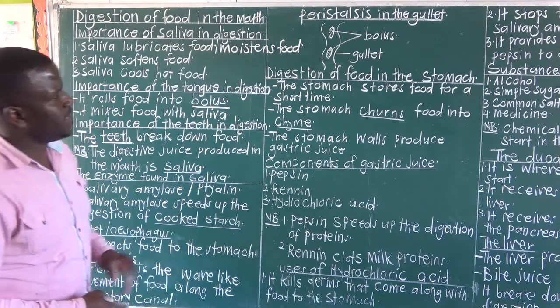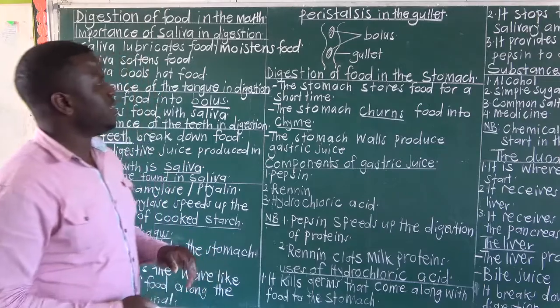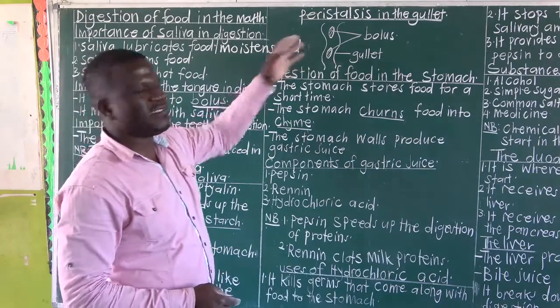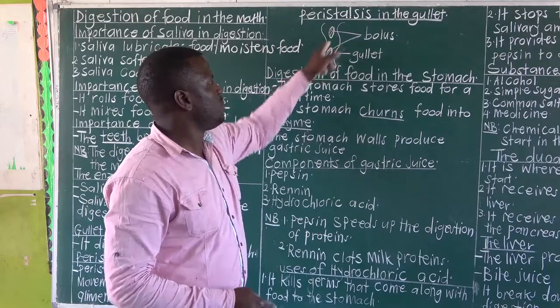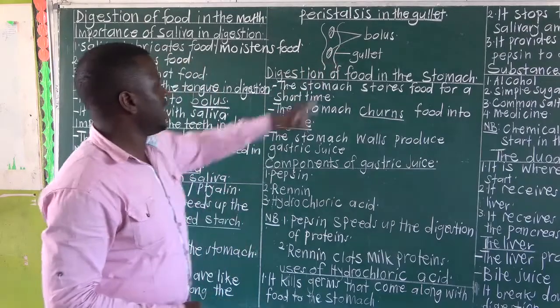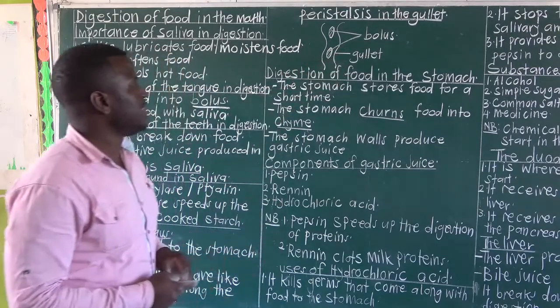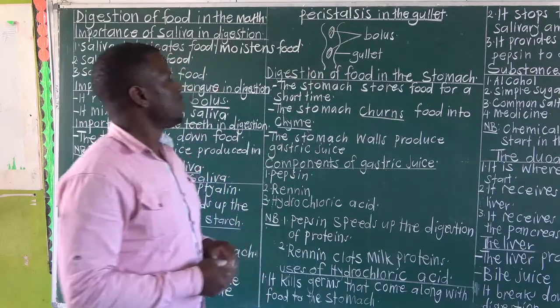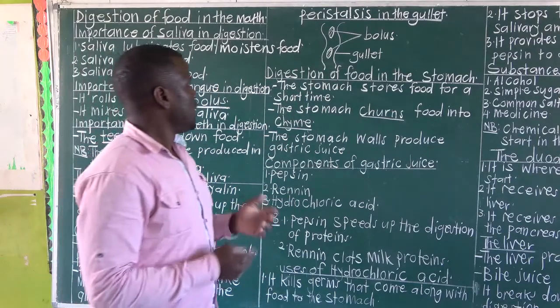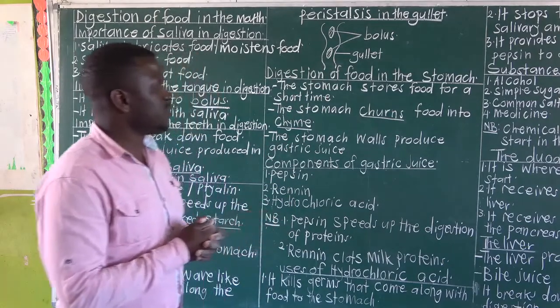Next we look at peristalsis in the gullet. So this is how peristalsis takes place. These balls of food are called bolus. Then this organ is called the gullet. We say the gullet directs food to the stomach from the mouth. Then from there we look at digestion in the stomach.